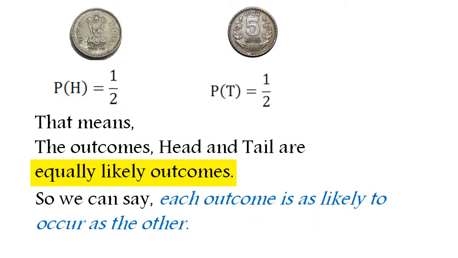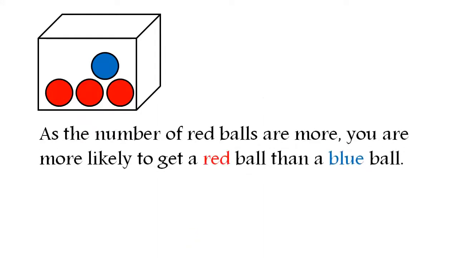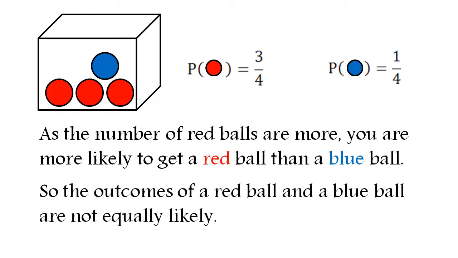Let us check this with the other example. Suppose a box contains 3 red balls and 1 blue ball, and you draw a ball without looking into the box. As the number of red balls is more, you are more likely to get a red ball than a blue ball. Probability of getting a red ball is 3 by 4 and probability of getting a blue ball is 1 by 4. So, the outcomes of a red ball and a blue ball are not equally likely.